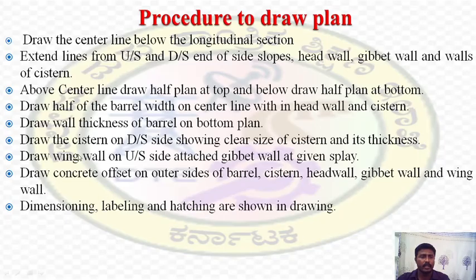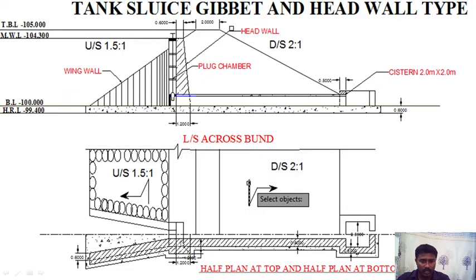So next point, draw the wall thickness of a barrel on the bottom plan. So here in the bottom plan, you have to draw the barrel side wall thickness.